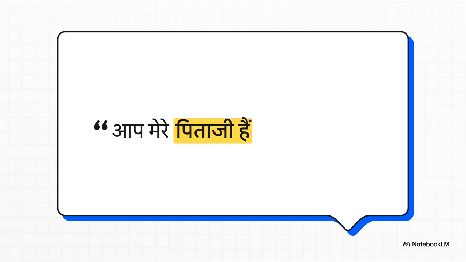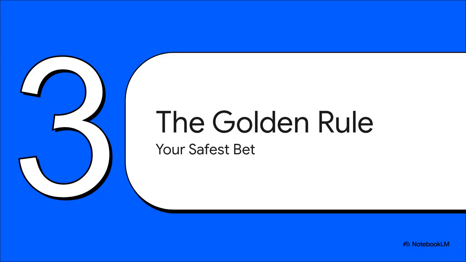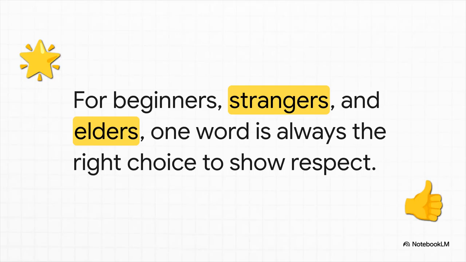And for a parent, you would of course always use the respectful aap. The sentence becomes "Aap mere pitaji hain," which means "you are my father." Here, "aap" is correctly paired with the verb "hain," the proper way to show respect. Okay, I know this might feel like a lot to juggle. 3 different pronouns, 3 different verb endings, all that social context. But don't you worry. For anyone just starting out, there is a simple golden rule that will never, ever let you down. So, what's this one word that can save you from any potentially awkward social situation?